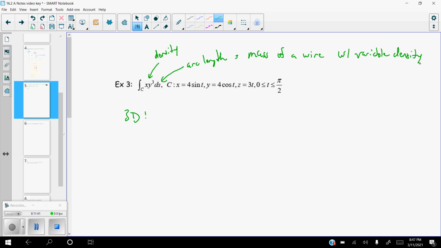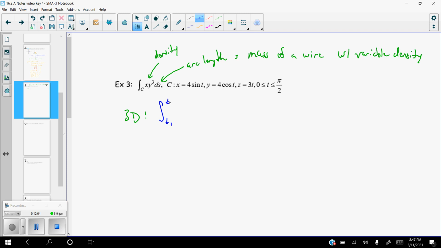So when we're dealing with 3 dimensions, I wouldn't be able to give a sketch for this, can't visualize it. But what we are finding is the mass of a wire with variable density. So we're given a density function and an arc length in 3 dimensions. As far as actually doing the problem, it extends pretty much the same way.